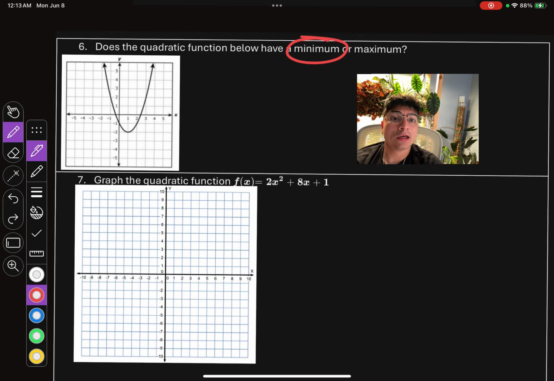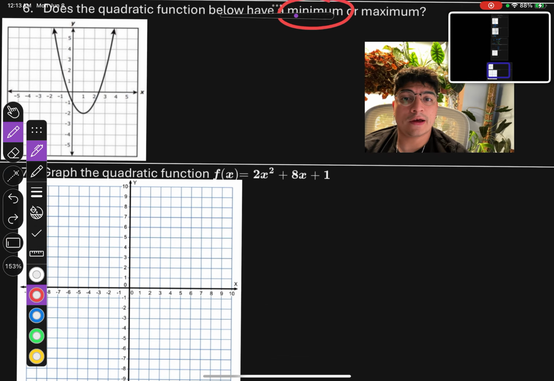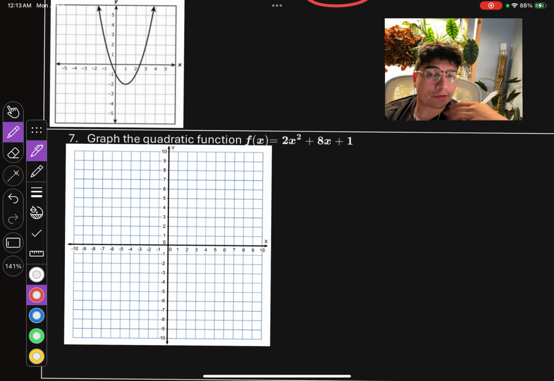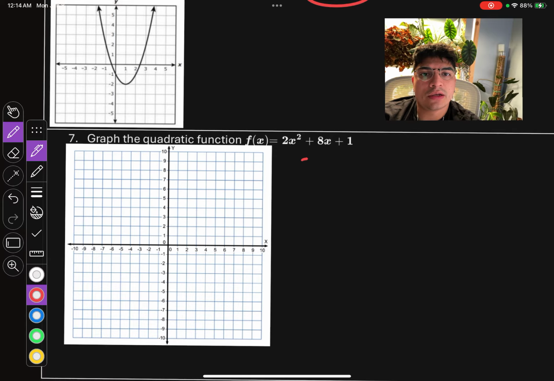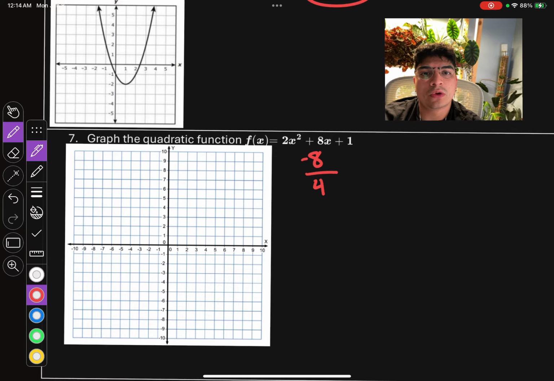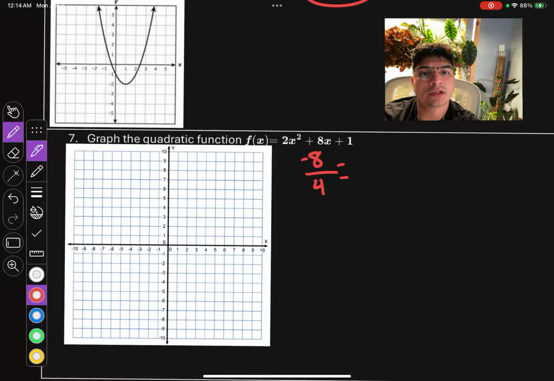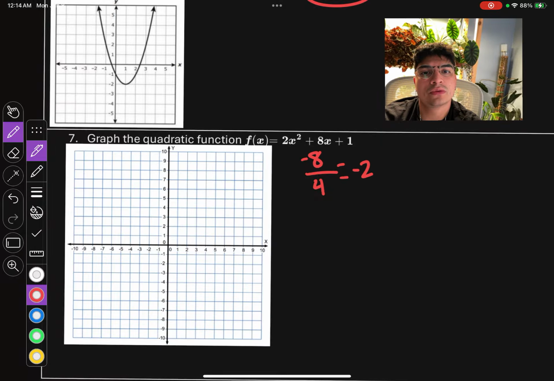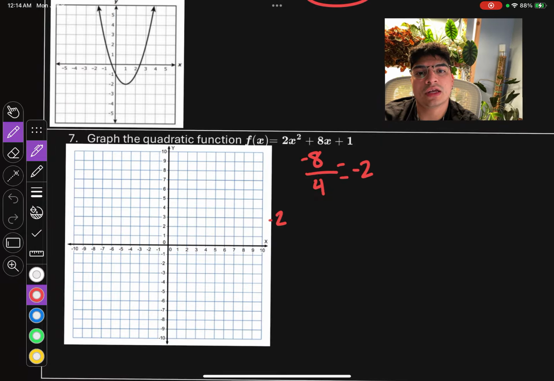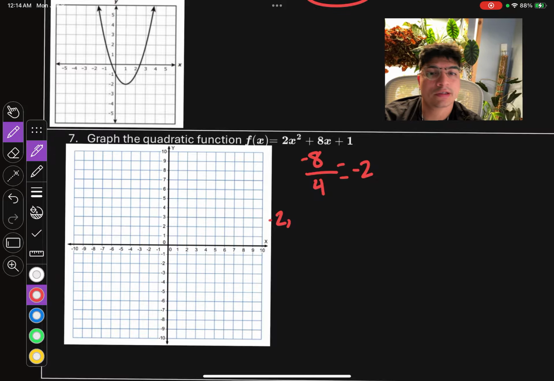And then finally, the test of what you're doing today: graphing a quadratic function. There are a lot of parts to this: finding the vertex, graphing the axis of symmetry, and plugging in a secondary point so that you can actually graph your parabola. So the vertex in this case is going to be negative 8 divided by 2 times 2, which would be 4. So my x for my vertex is going to end up being negative 2. So my vertex is (-2, don't know yet).